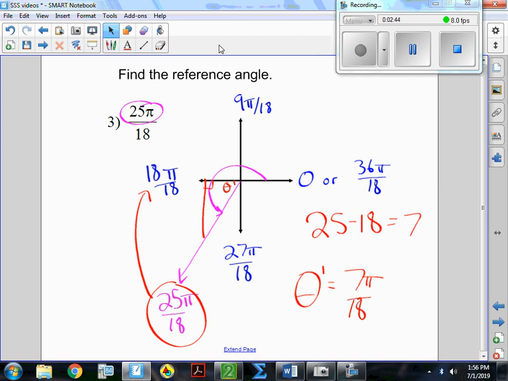as your reference angle. So for example, if you took the cosine of 25 pi over 18 in your calculator and got a decimal, you should get the exact same thing if you take the cosine of 7 pi over 18, except it would be negative because it's to the left.